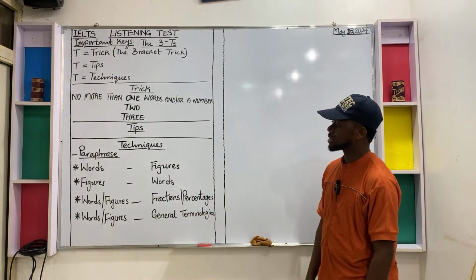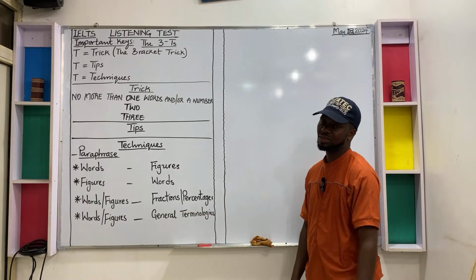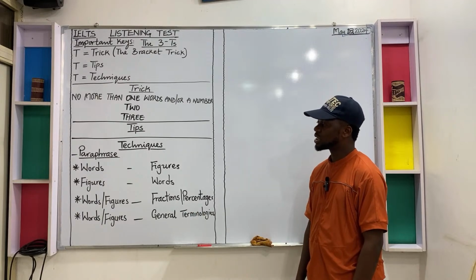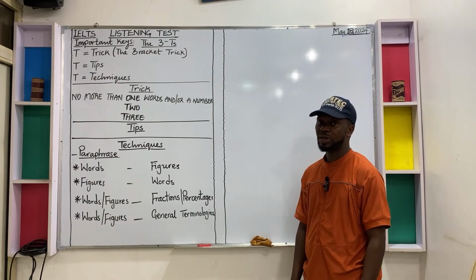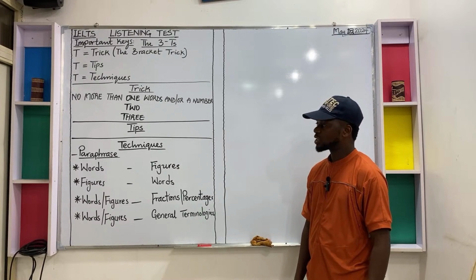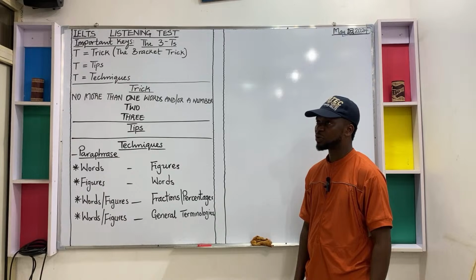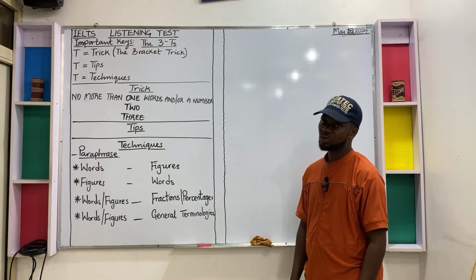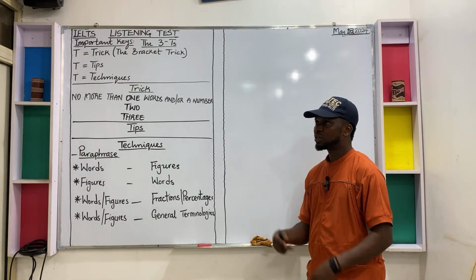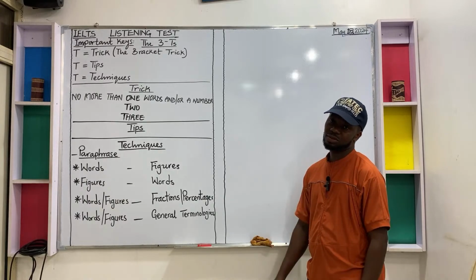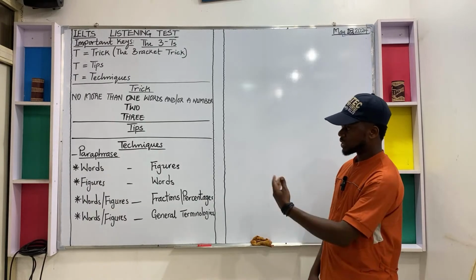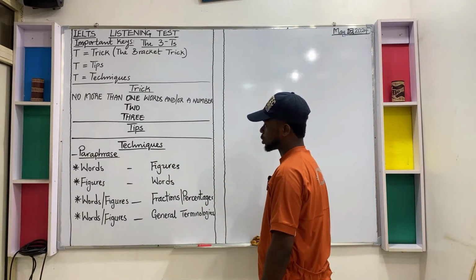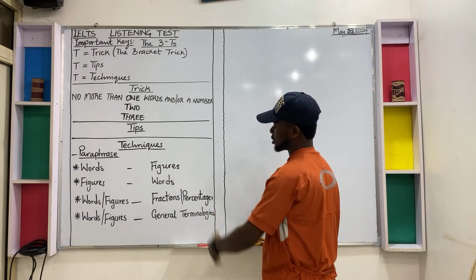Now, in your listening test, there is so much paraphrasing by the audio. And this is the major reason a lot of test takers don't even get to know when answers are said, because they expect that the audio would read the questions before saying the answers exactly the way the questions are written. Whereas audio will never do that. Audio will find a way of rephrasing the same question. Right? So let's try to understand how this works out. How does the audio paraphrase words to figures?